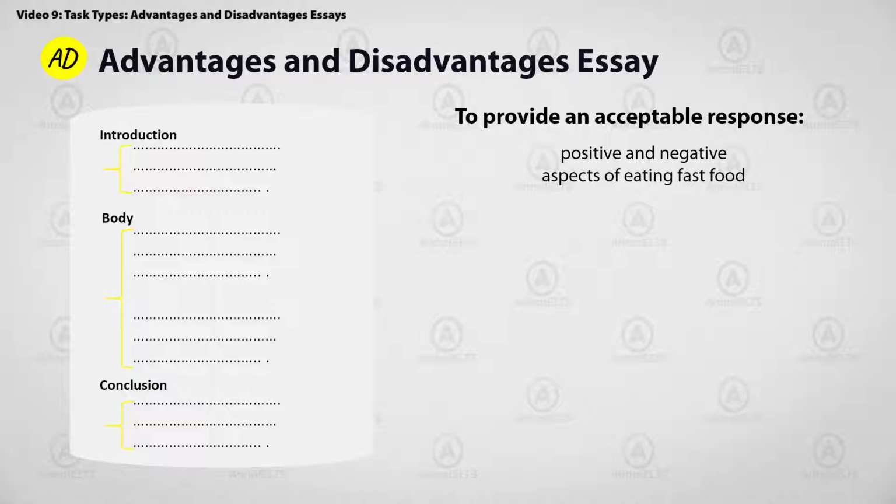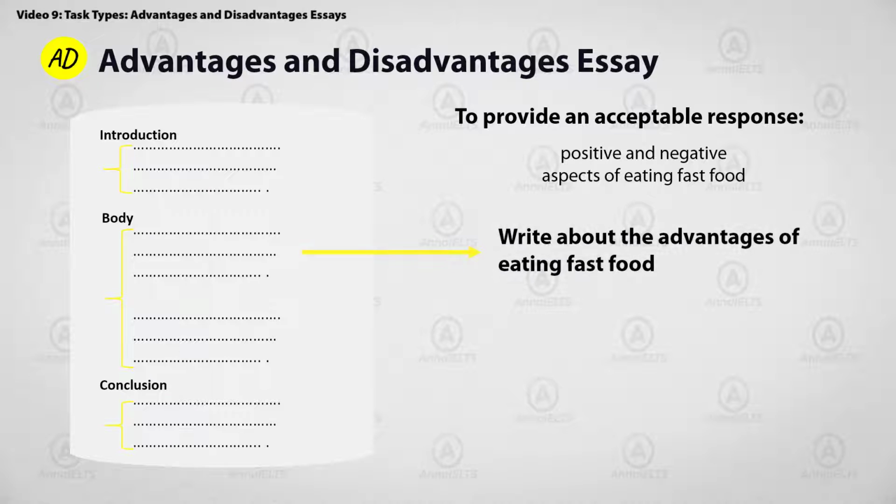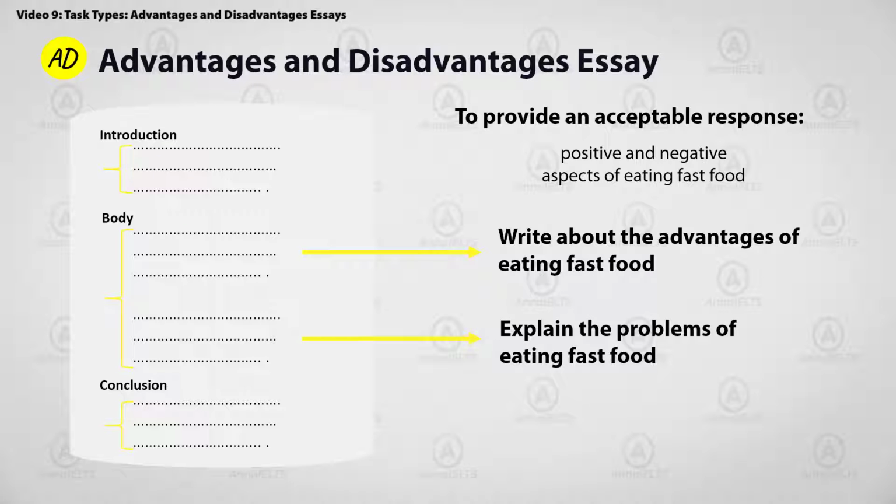It's recommended to opt for a 4-paragraph essay with 2 paragraphs in the body section. In one body paragraph, write about the advantages of eating fast food, and in the second one, explain the problems of eating fast food.